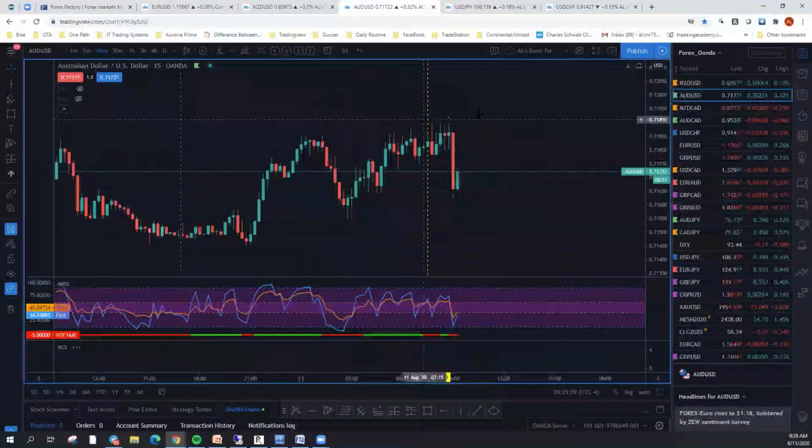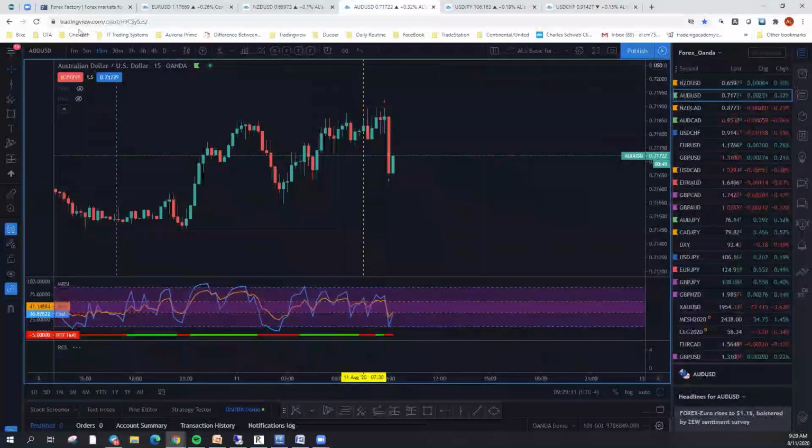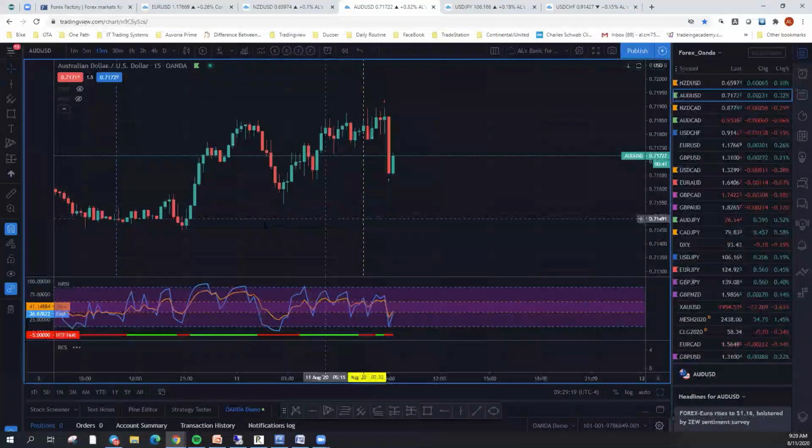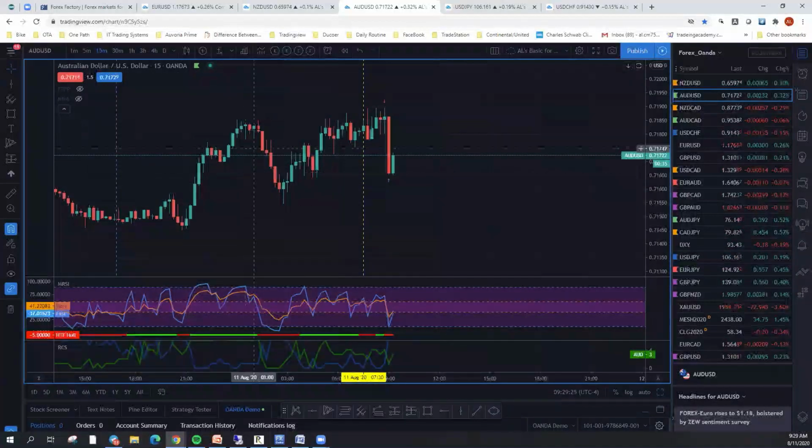Turn this off here. And it was at 7:30, an ascending wedge on the Aussie US. Ascending means we're going to start low to high. So I'm looking to see where the last significant pivot low was, where the last significant pivot high was before the alert, and it's going to be ascending.